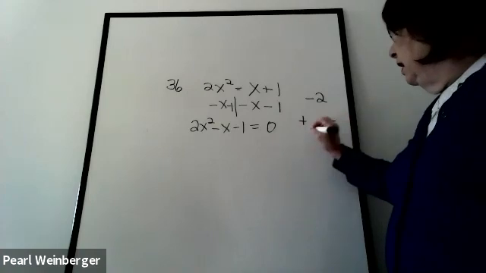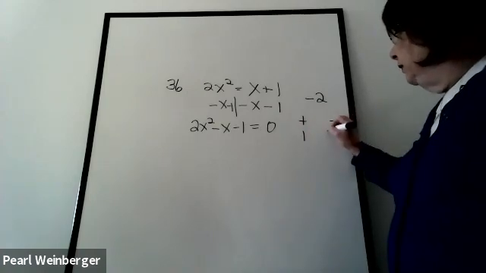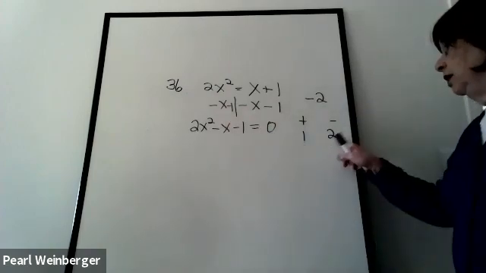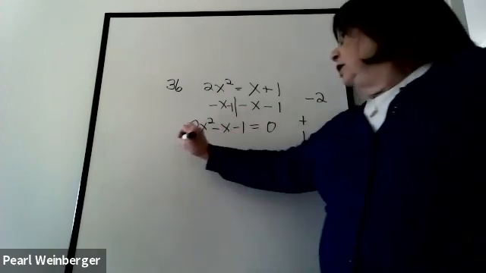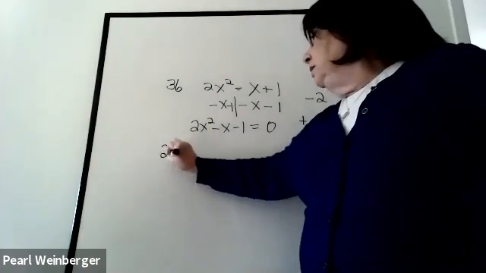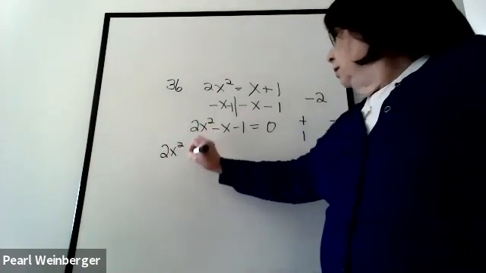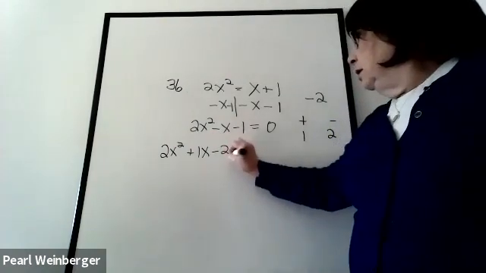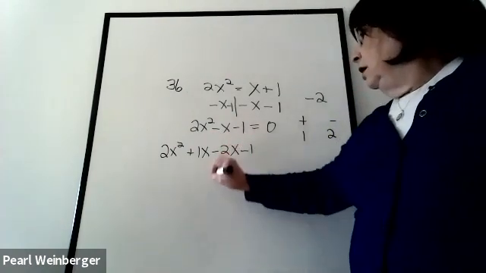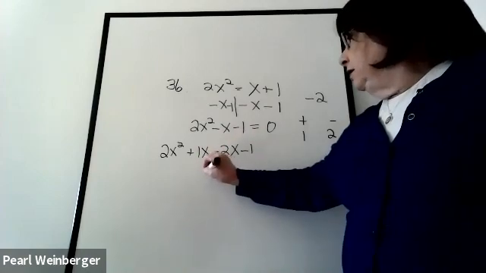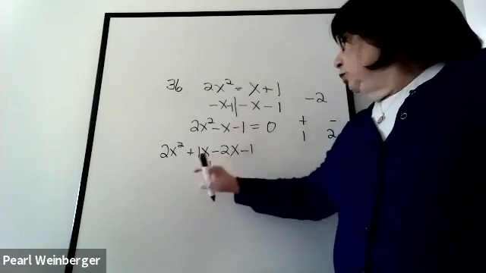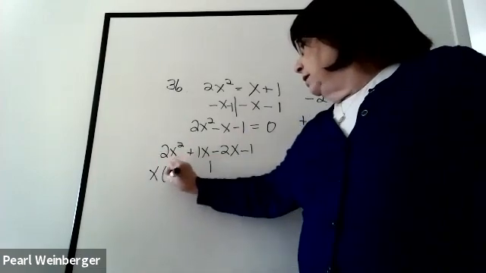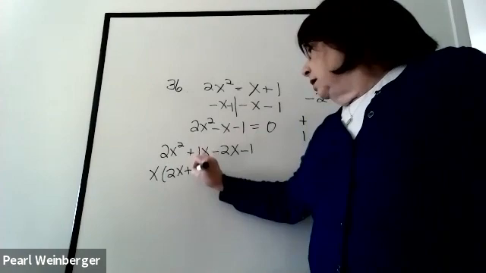And in this case, it will be the 1 that's the positive and the 2 that's negative, because that middle term is negative. The larger number has to be negative. So rewriting this, this becomes 2x squared plus 1x minus 2x minus 1. Again, I'm going to split it. In my first group, my common factor is x, so this becomes x times 2x plus 1.